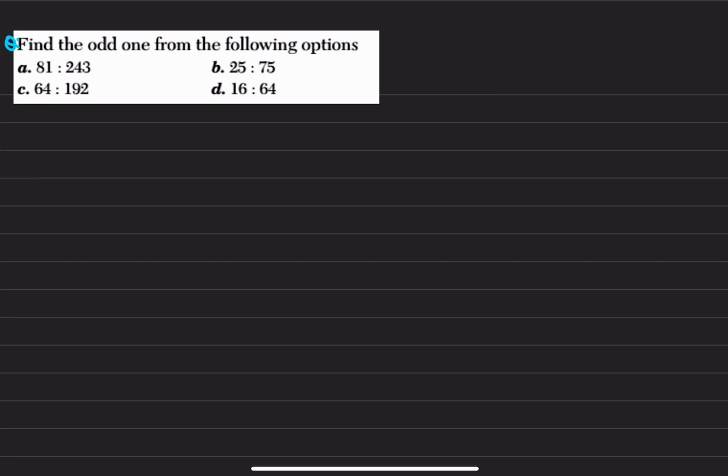So let's check with option A. It may not be the right relation, but let's just see if it applies to all the other options. Then we can be sure that this is the correct relation between the two numbers. Option A is 81 to 243. You multiply with 3, you get 243. I think that would be the relationship between these two numbers in option A.